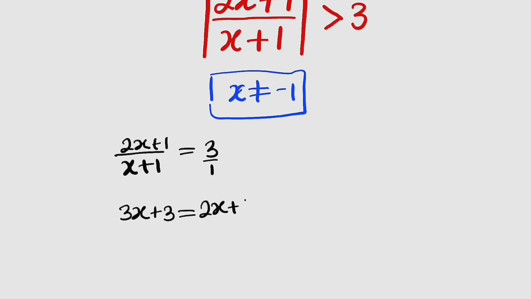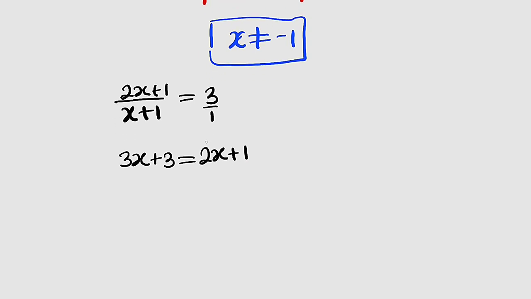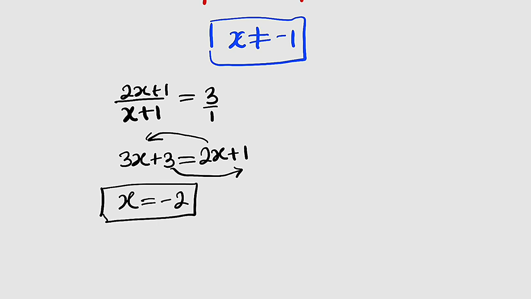Let us collect the like terms. If you take this one to the left, it becomes negative. So we have 3x minus 2x. That will give us 2x. No, sorry, just x, right? Then you take this one to the other side, which transforms it to negative. 1 minus 3 is negative 2. So we have x equal to negative 2.